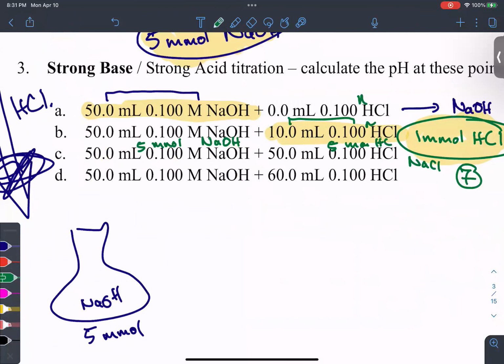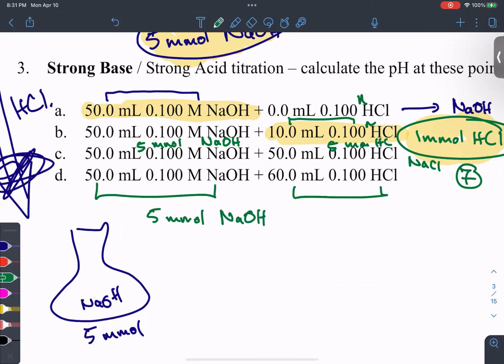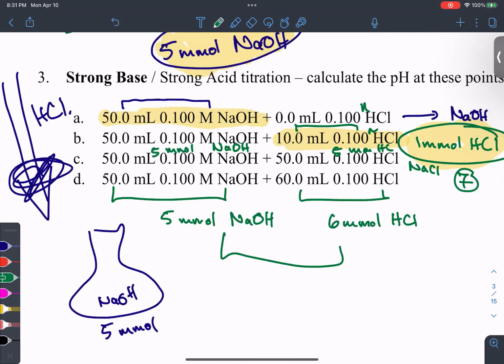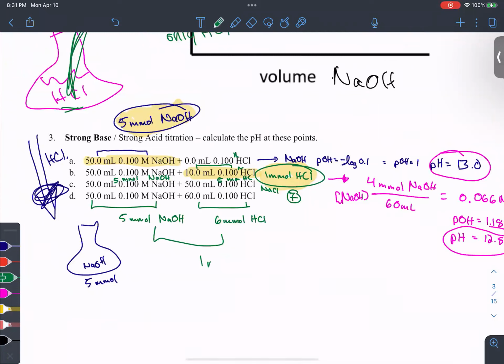Again, calculating millimole amounts and looking at the BCA table is going to help you. So in point D, we have 5 millimoles of sodium hydroxide. And then how many millimoles of HCl? 6 millimoles. So this one's a little bit different. Without writing out the BCA table, which substance is limiting now? The base. So if these two things react, what's left over and how much? 1 millimole of HCl. So does that mean my solution is going to be basic, neutral, or acidic? It's going to be acidic.